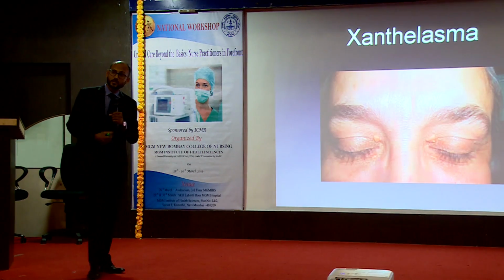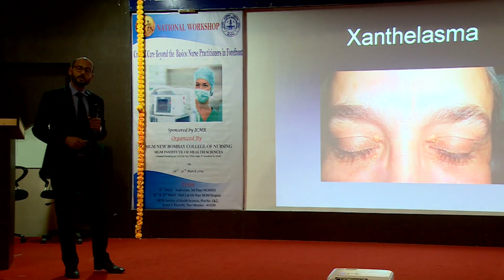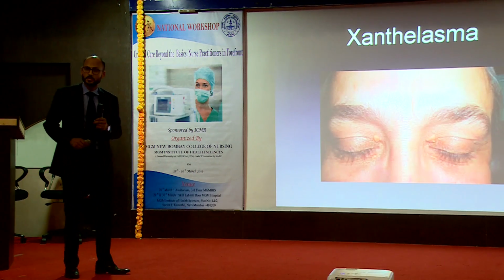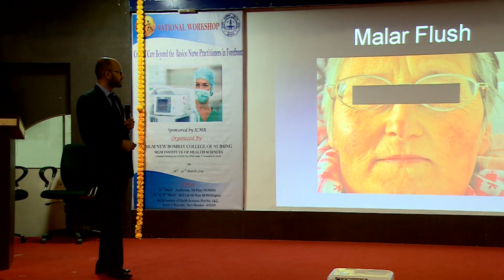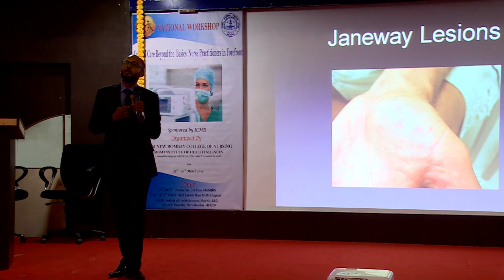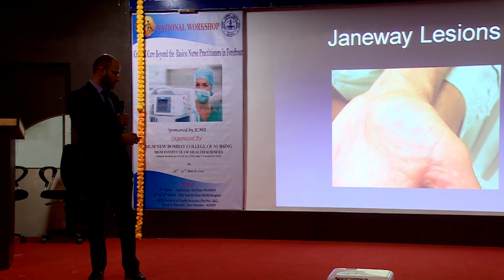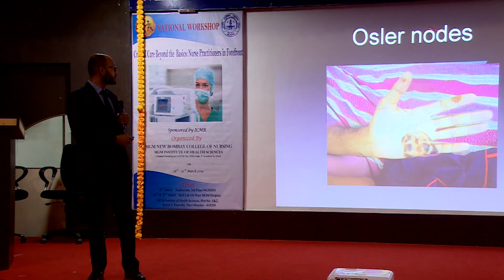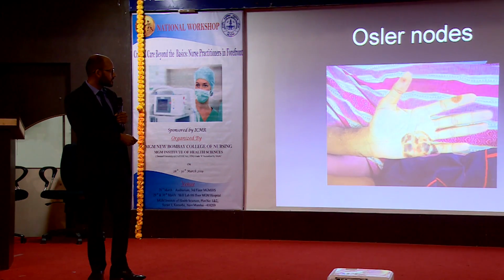Xanthelasma. For those who have never seen xanthelasma, it looks like this. Okay? You get these cholesterol deposits, right? Malar flush will look something like this. Janeway lesions, these non-tender rednesses on their hand will look like this. Osler's nodes, bacterial endocarditis. You can get these tender kind of spots.